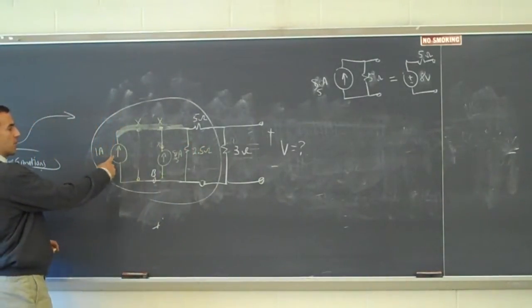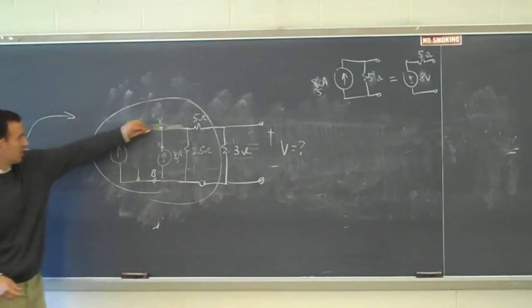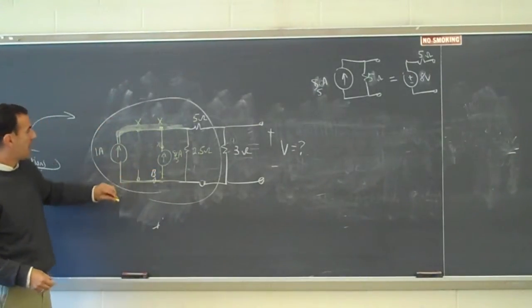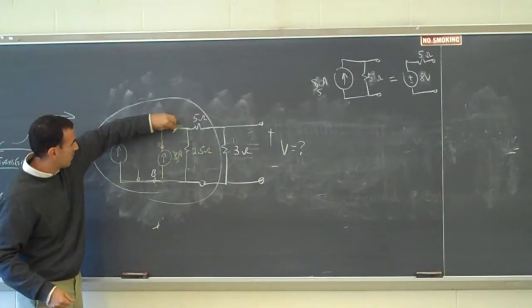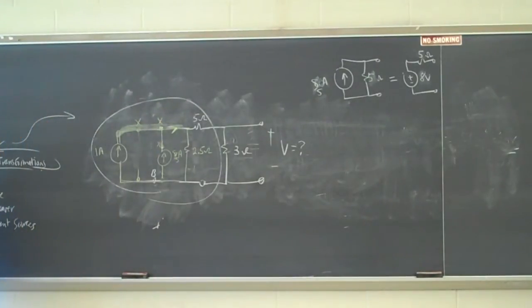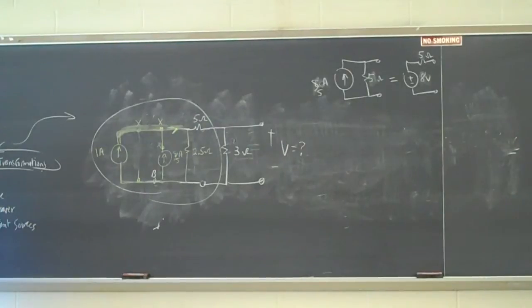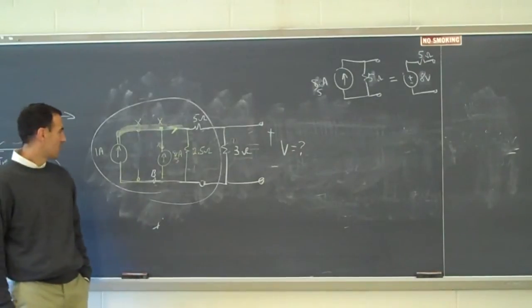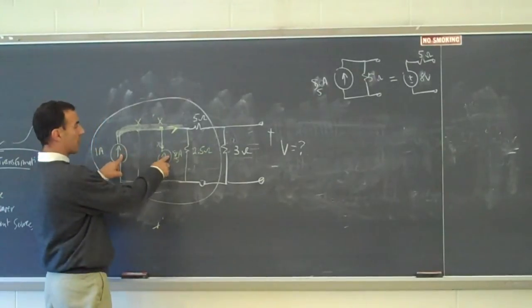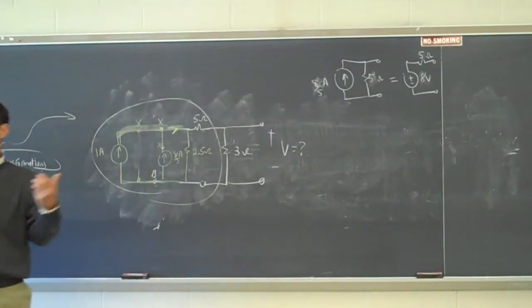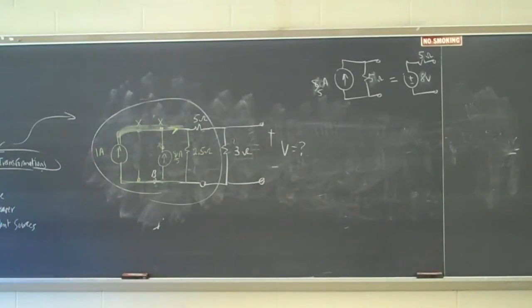How about a 1 amp current source in parallel with an 8/5 amp current source? Can I replace these two with one current source? And if so, what would the current be right there at that arrow? 1 plus 8/5. 2.6. Fred, what do you think? Oh, 1 plus 8/5. Yeah, good. So 13/5, or 2.6. Okay, so these two current sources in parallel can be replaced with one current source of 2.6 amps.